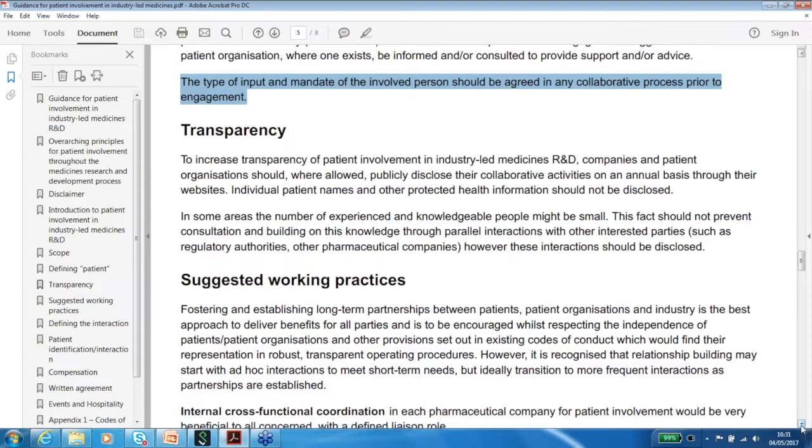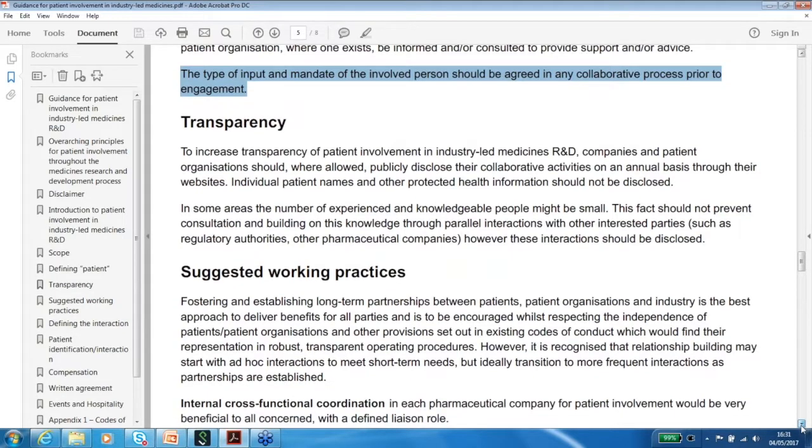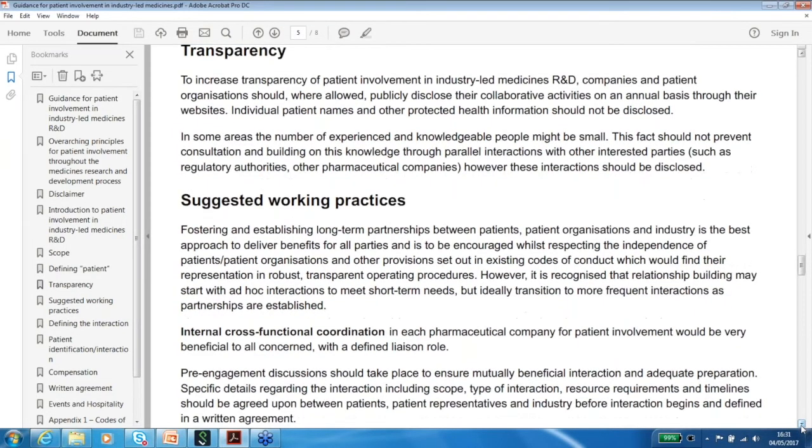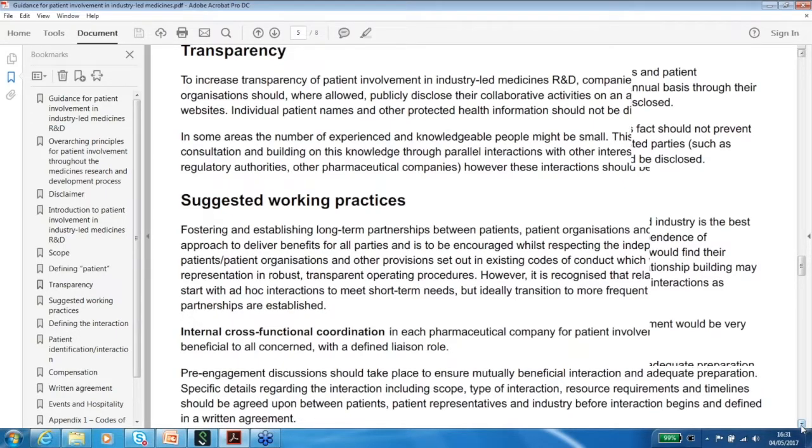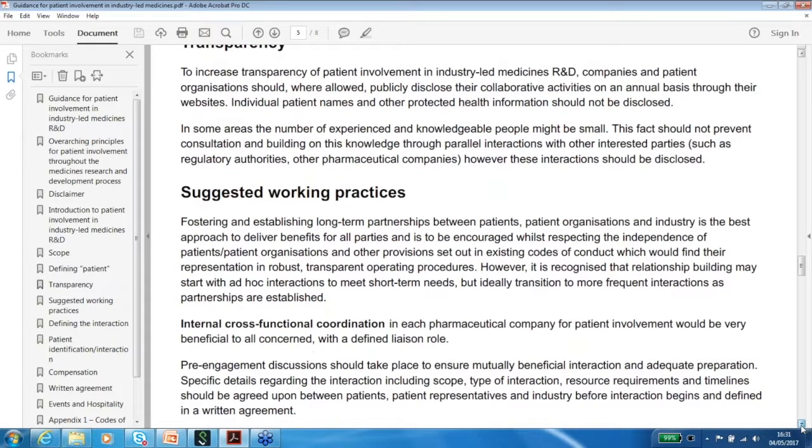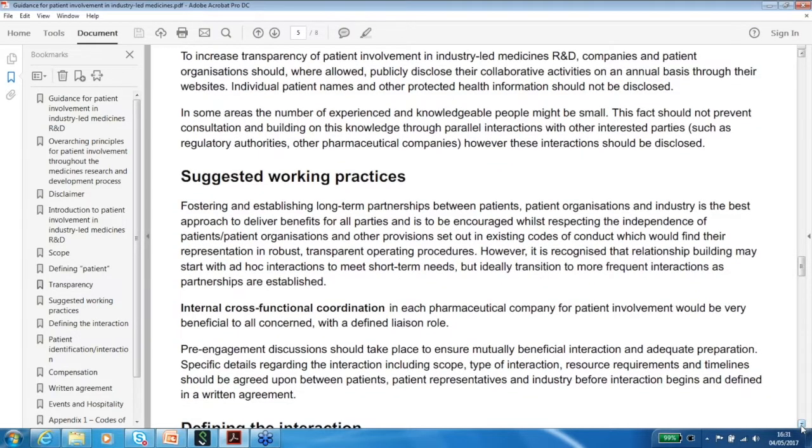What we've also asked the industry to think about is that they have the cross-functional coordination with defined liaison roles within the companies as a best practice, so that we can really start to make sure that if you're involving patients, it just doesn't happen in one particular area. It is something that happens across the company. Okay, and then as I mentioned previously, pre-engagement discussions should take place to make sure that there is adequate interaction and preparation before the interaction takes place.